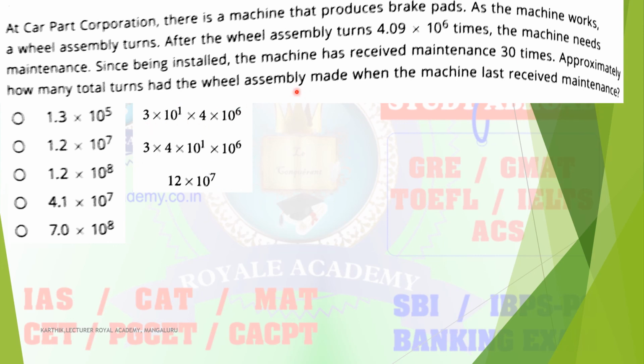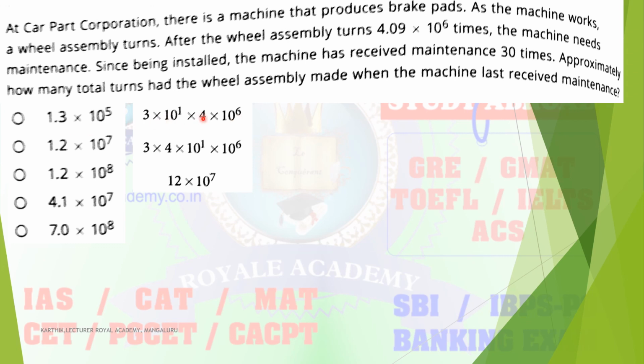Okay, so I will take 30. I will convert this 30 into 3 times 10 to the power of 1. That is nothing but 30. So 3 times 10 is nothing but 30. Okay, times 4.09, approximately I will take 4 times 10 to the power of 6.